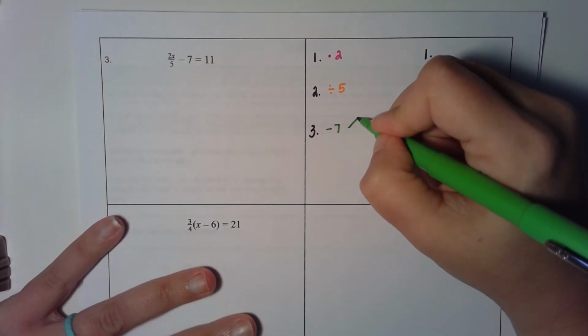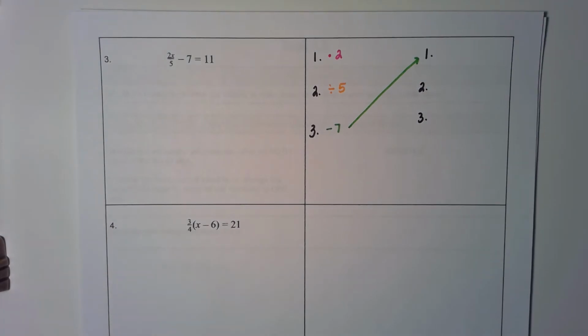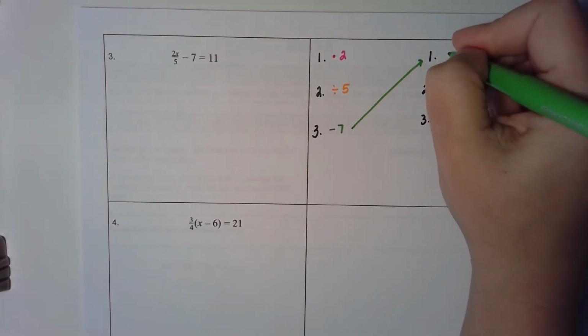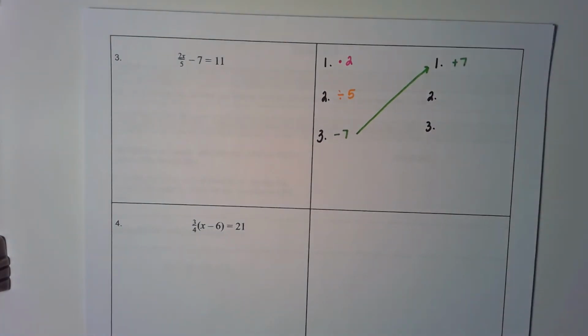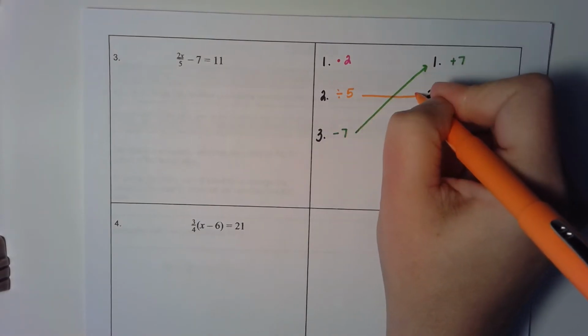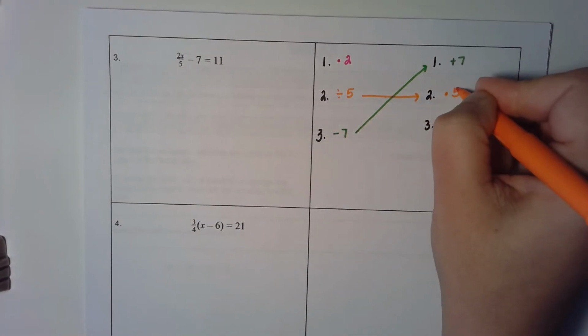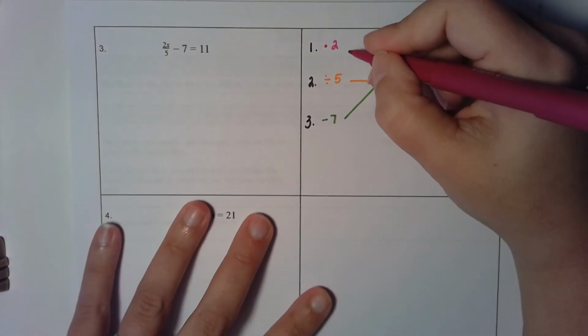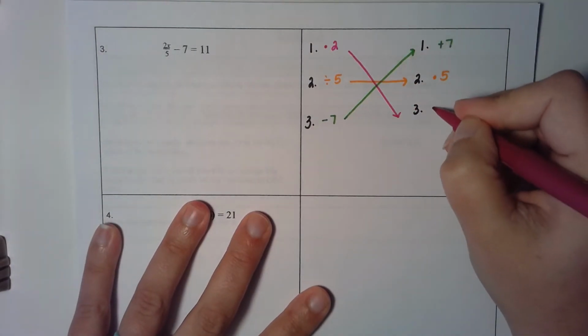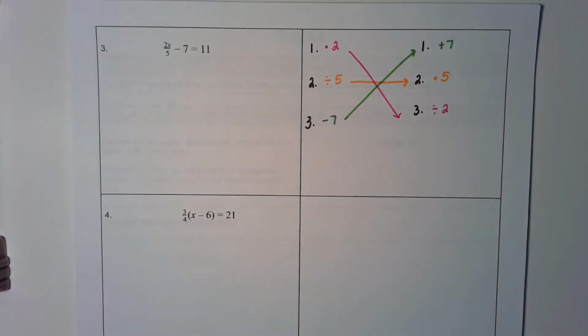So I'm going to start with whatever came last. Instead of minus 7, the opposite would be plus 7. Divide by 5, the opposite would be multiply by 5. And instead of times 2, the opposite would be divide by 2.